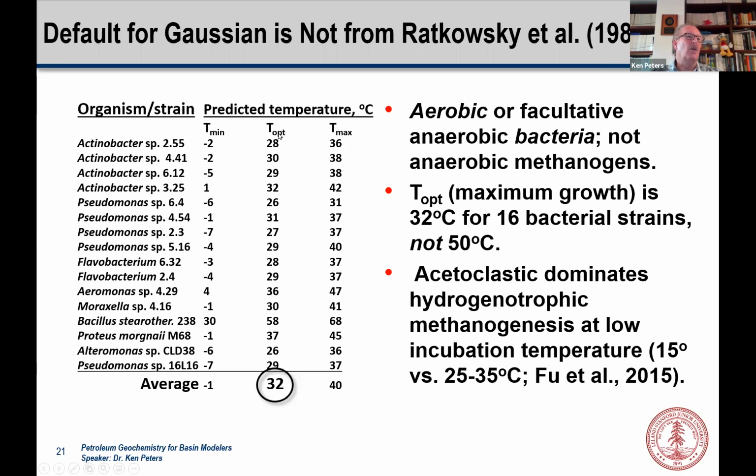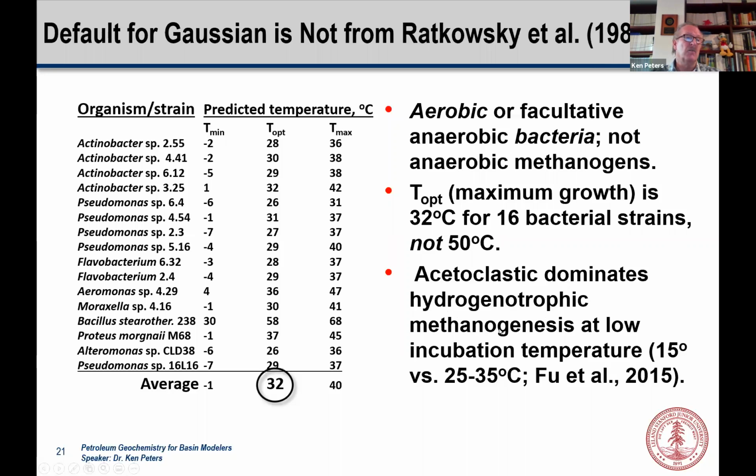So T-opt in this case is defined by these authors, Rotowski et al., as the place where the microbes do the most conversion, the maximum growth rate. Well, if you look at some other papers, based on lab work, acetoclastic dominates hydrogenotrophic methanogenesis at low incubation temperatures. So remember I said there were two types of methanogenesis.